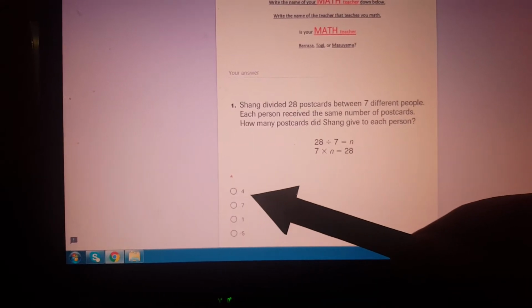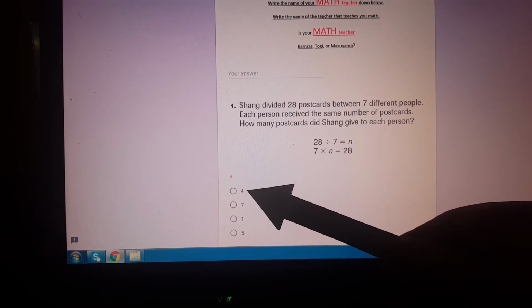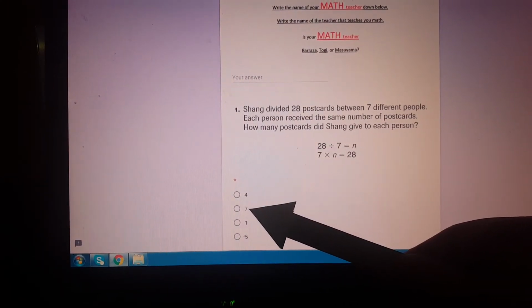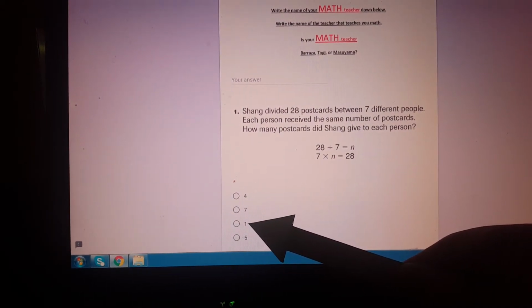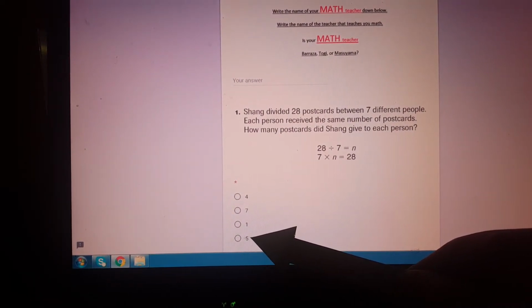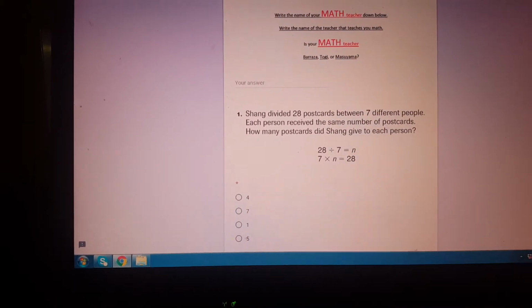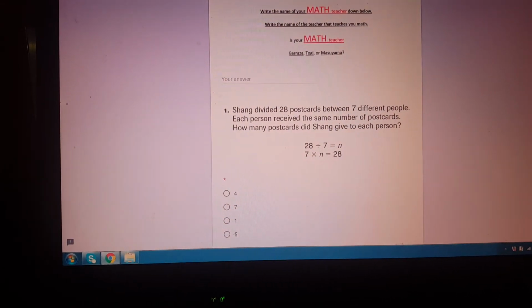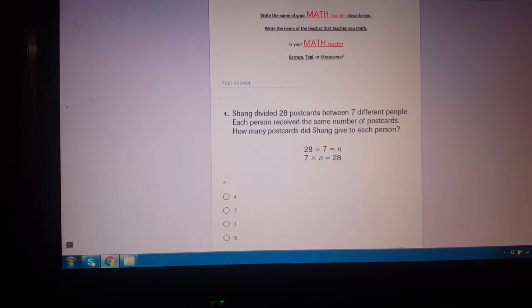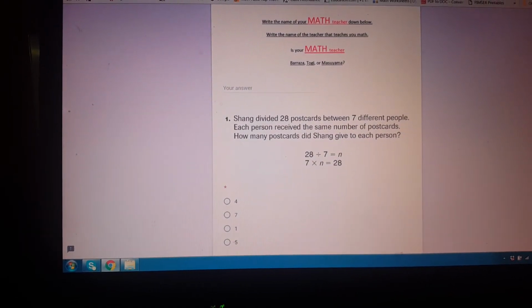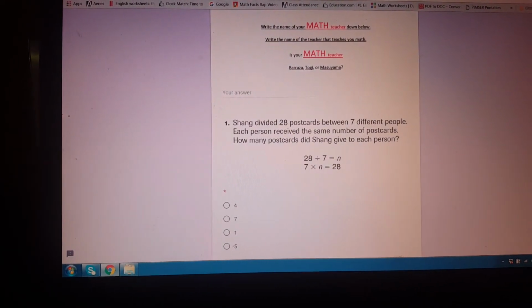The first answer you can choose is n equals 4. You can choose n equals 7. You can choose n equals 1, or you can choose n equals 5. What does n equal? If you need time to do some work, or go back a little bit to hear the question again, you may do that. Don't spend too much time on one problem. Try them all.